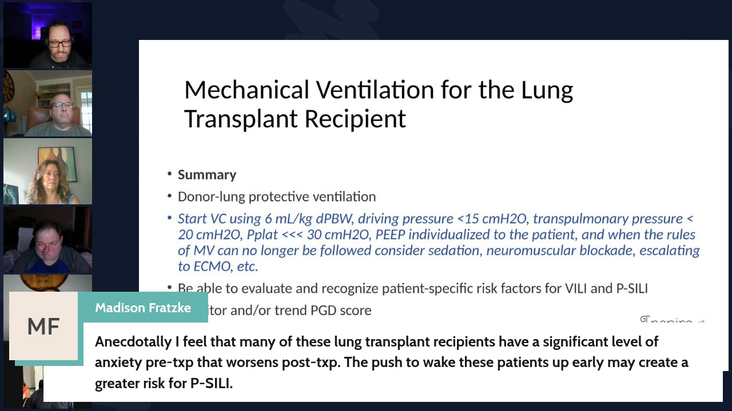But clearly it's an issue, because these are patients who were in respiratory failure for probably a good part of their life prior to getting transplanted, right? They had lung injury requiring new lungs. So they probably have a high degree of anxiety. If you were to ventilate these patients with their original lungs, they probably would have a ton of evidence of possible P-SILI, like high P0.1s, et cetera, because they have horrible lungs and probably horrible anxiety related to their lung condition.